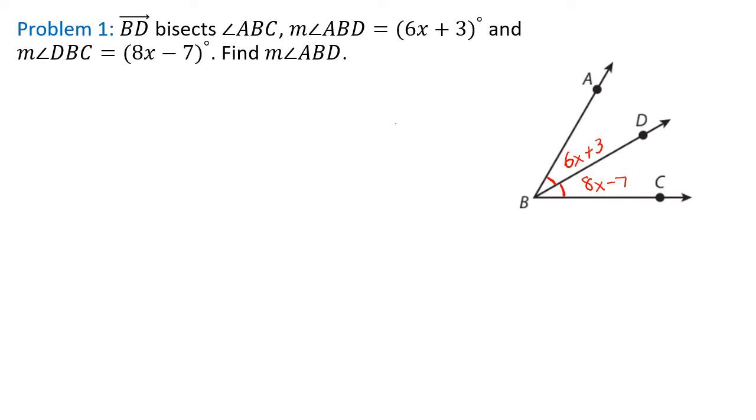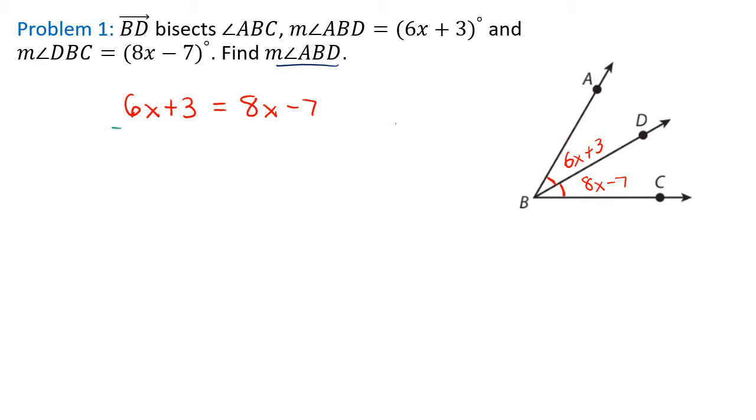They want us to find the measure of angle ABD, but to do that we first have to figure out what x is. So since BD bisected this large angle, the two smaller angles end up being congruent, because bisects means to cut it in half. That means we can set these two expressions equal to each other to create an equation. From there, we can go ahead and solve this equation.